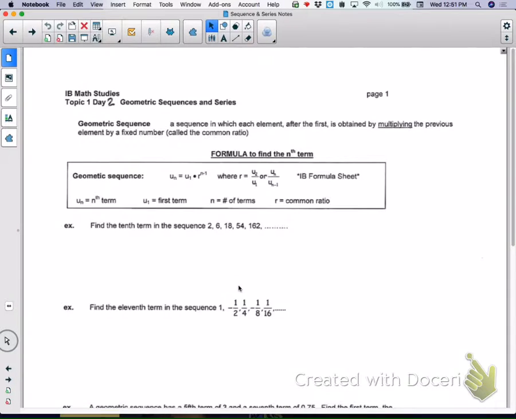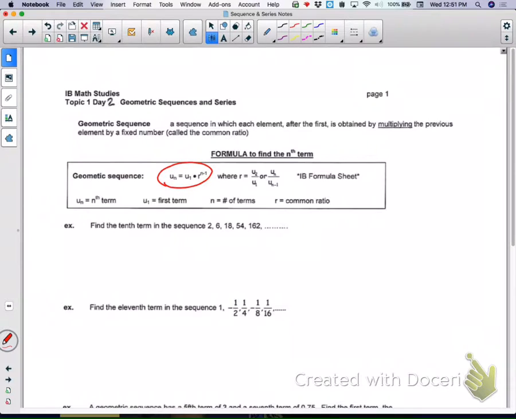Right, so this section is going to be very similar to the last one, except this time we're looking at geometric sequences. These are ones where each element after the first is obtained by multiplying the previous element by a fixed number called the common ratio. So the formula that you would be using here, this is in your formula booklet.